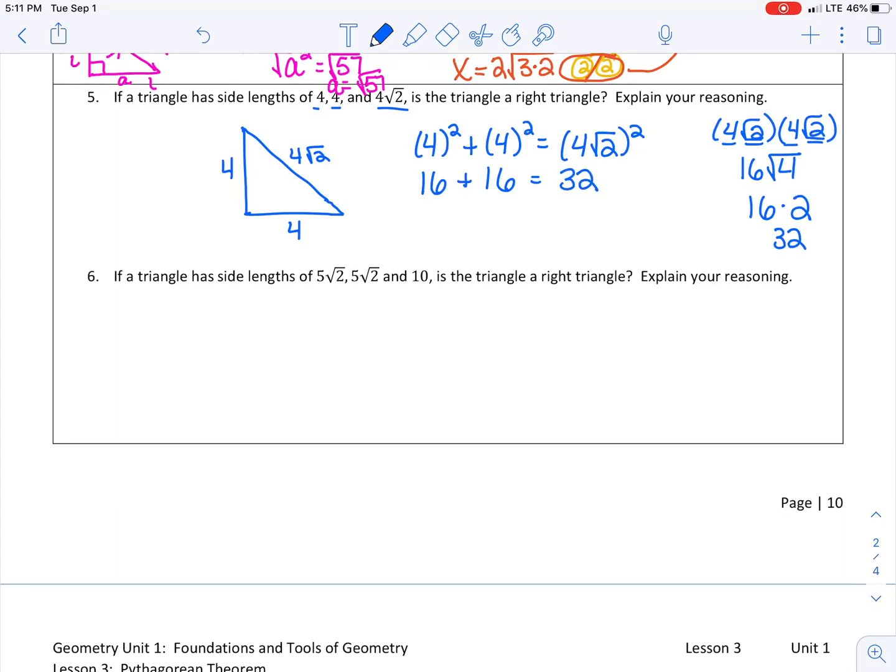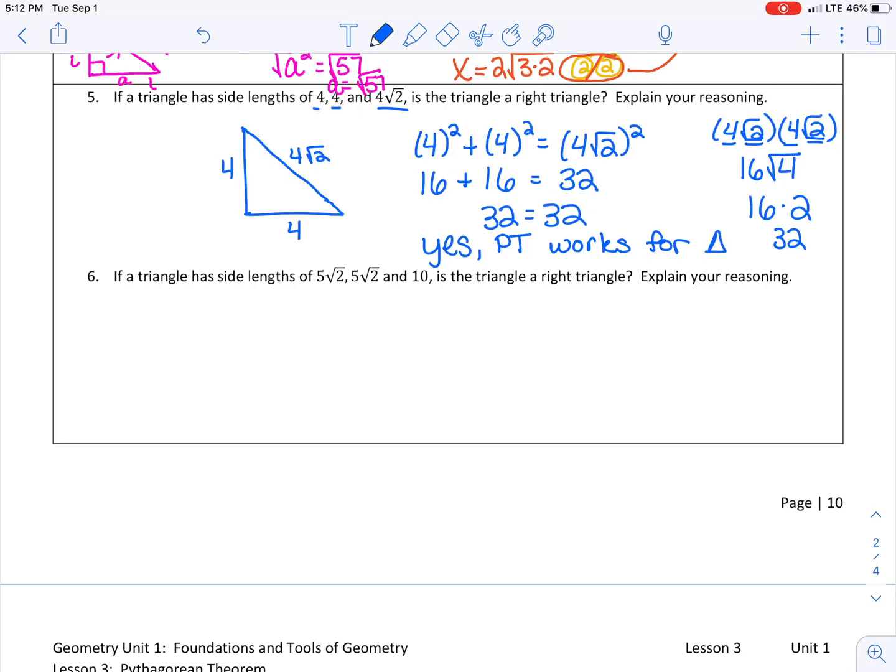Okay, so then 16 plus 16 is 32 as well. So since both sides are equal to each other, we can say that this is a right triangle. Yes, it is a right triangle. And you can say the Pythagorean theorem works for the triangle.